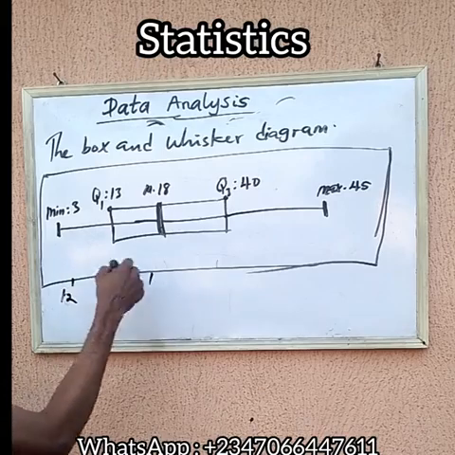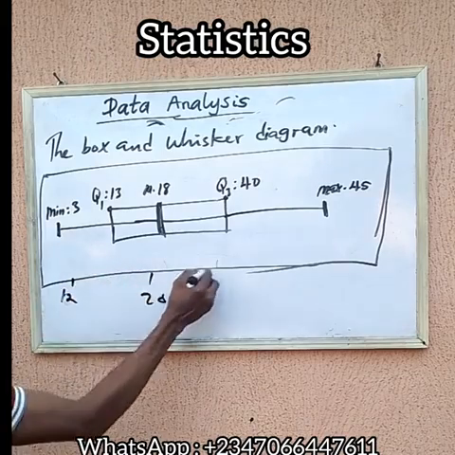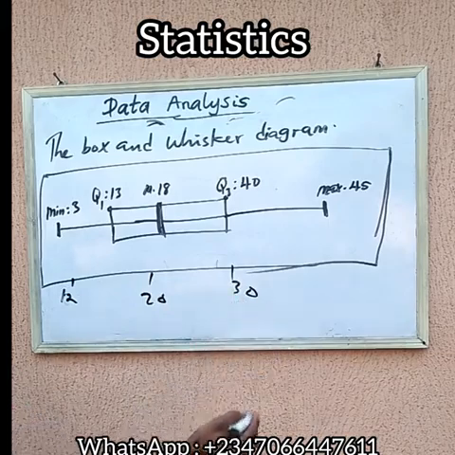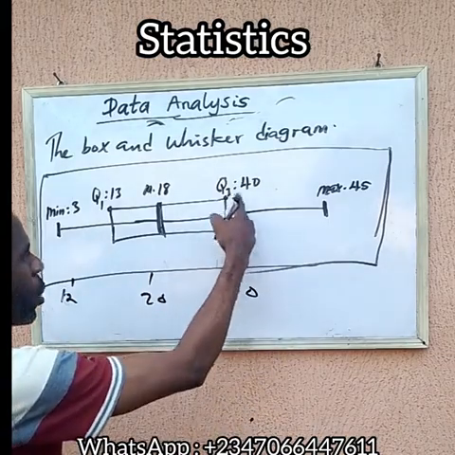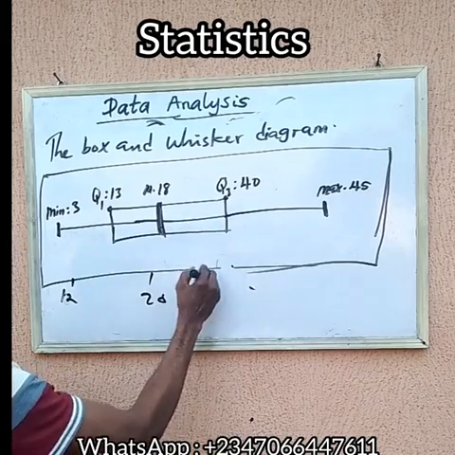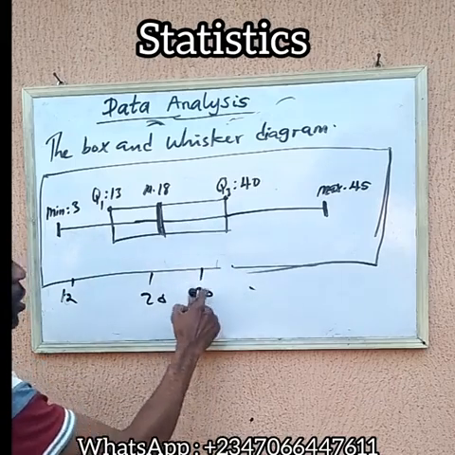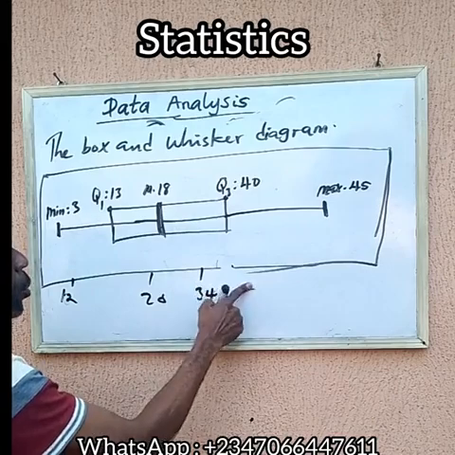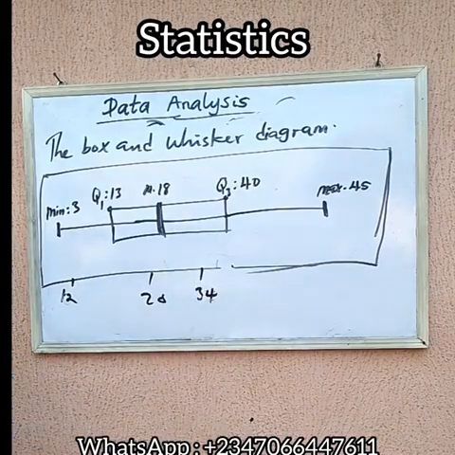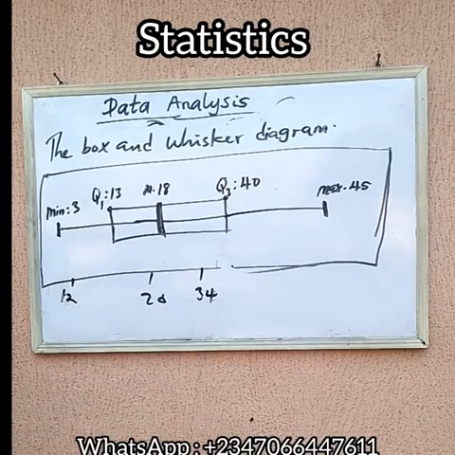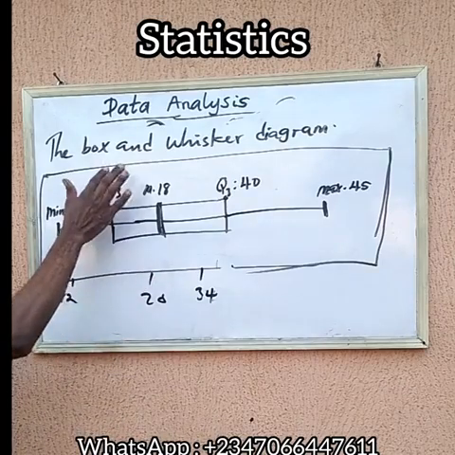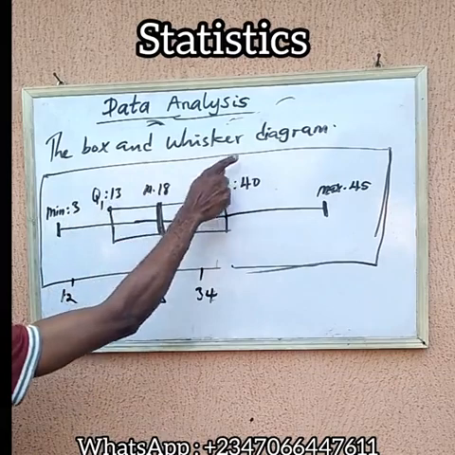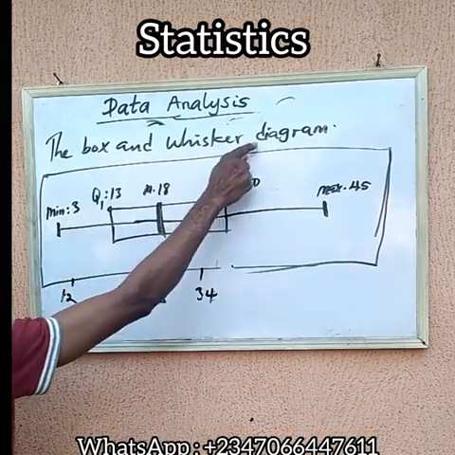Then we can just put other numbers here. Let's say 20, 30, as the case may be. But the other ones should be within this range. Let's say 30 should be here, or 34. Okay, I think 34 is among the distribution. So this is for the D part of the question. This is how you draw your box and whisker diagram.